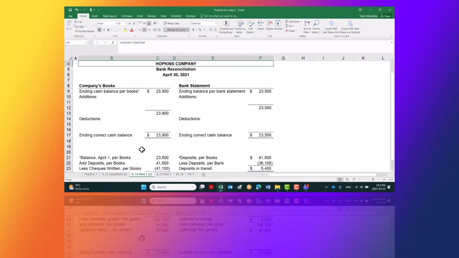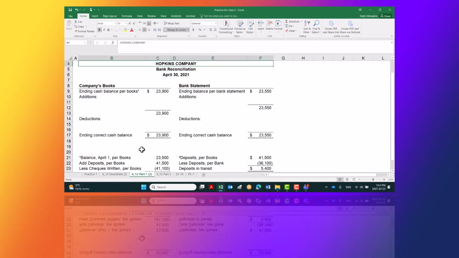So according to the bank, what we have as a cash account is $23,550. But they didn't know that we have issued $4,100 of checks to our suppliers. Now that they know it, because we are going to add the information, should we put that number on the add list or minus list? Minus. It will decrease our balance in the account.